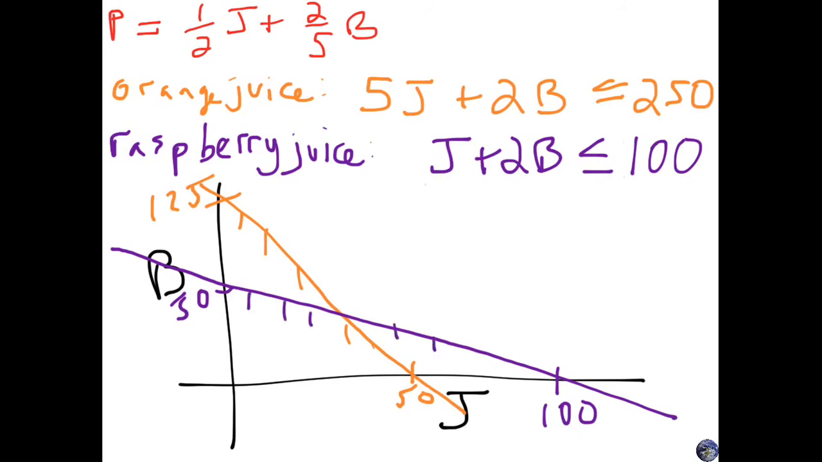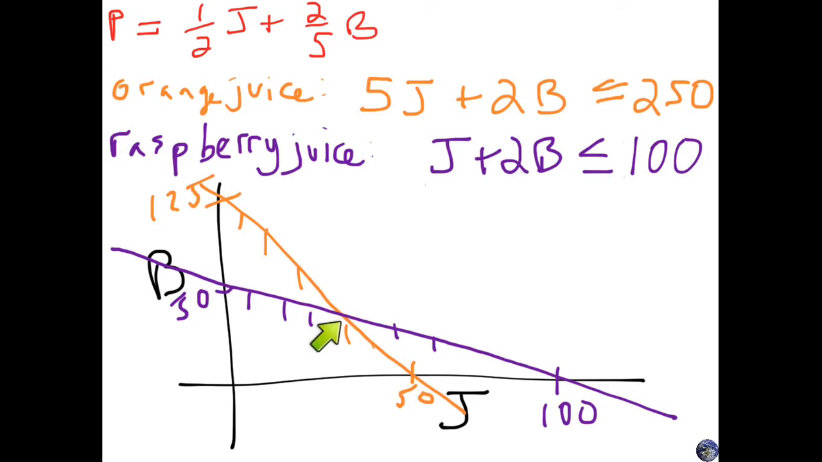So you can sort of see what's going on. And don't forget, we're trapped in the first quadrant because the j has to be positive. That means we're only looking at things on the right side of the b-axis. But at the same time, the b has to be positive, so we're only looking at things above the j-axis. So we're in the first quadrant. It's got to be both in the orange shaded region and the purple shaded region. So it looks like we're looking at this quadrilateral right here.